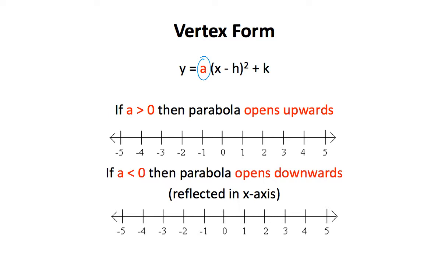If a is greater than 0, then the parabola opens upwards. In other words, it smiles. This is not a technical term, but this is one way of remembering. What exactly does a greater than 0 mean? This means that a must be a positive number. If a is less than 0, then the parabola opens downwards. In other words, it frowns.